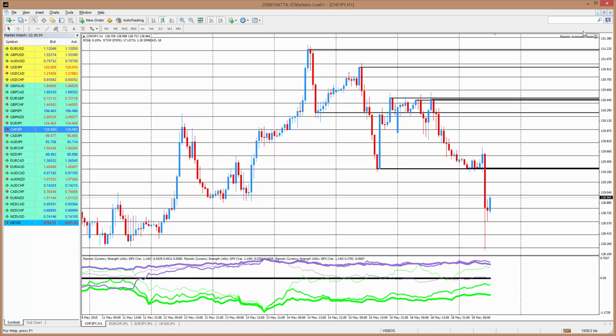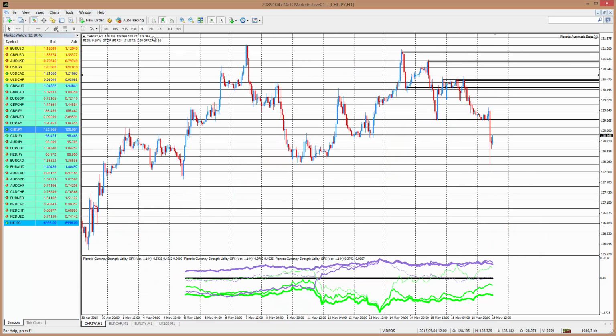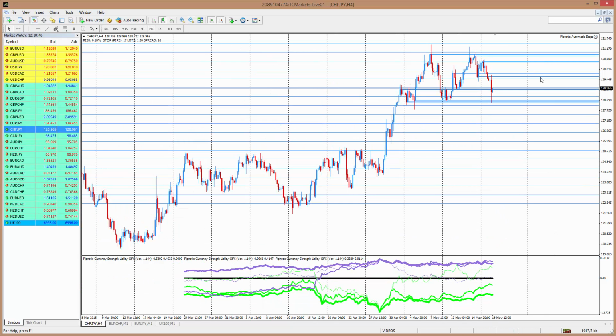Well, now we need to look for supply and demand levels and other levels which could provide some kind of resistance for us, which will push price lower. Before we do anything else, we have to zoom out perhaps to the 4-hour chart, and we have to make sure that there's room for an additional move lower.